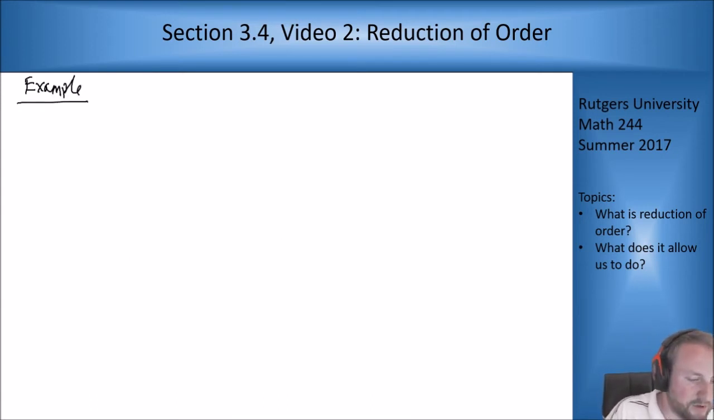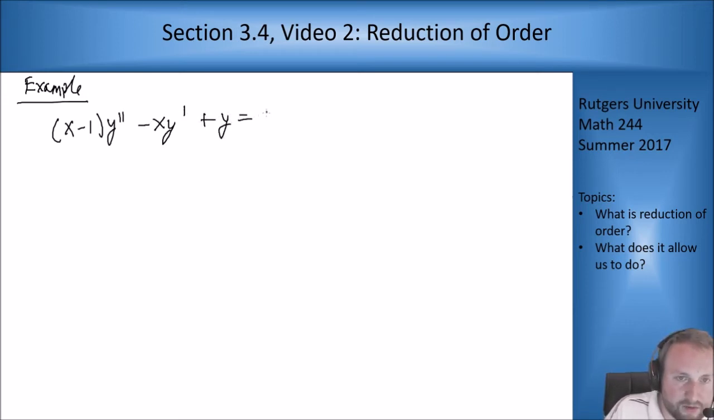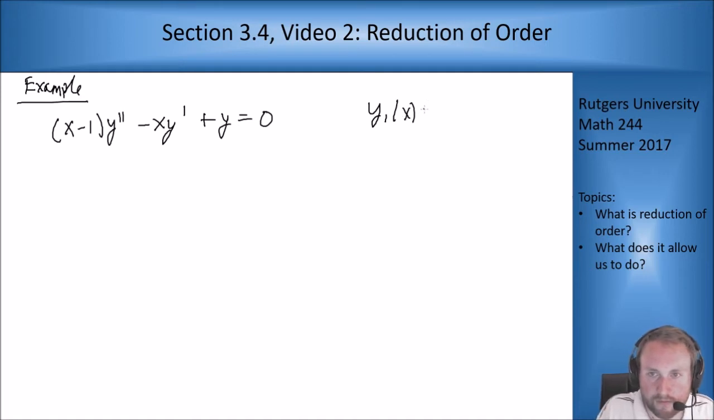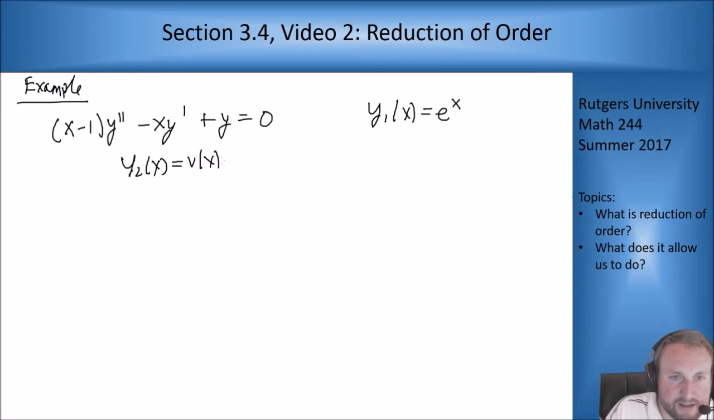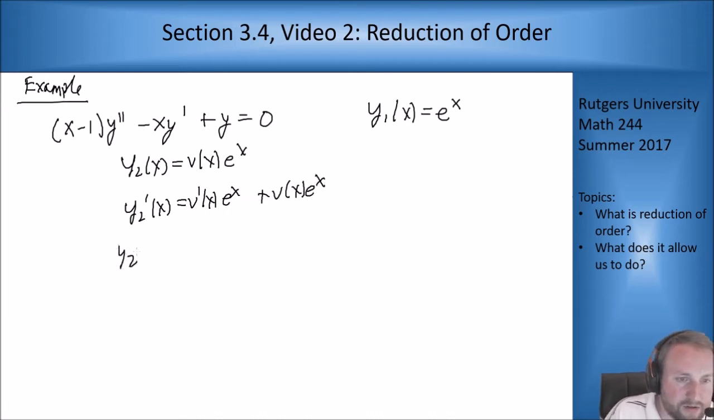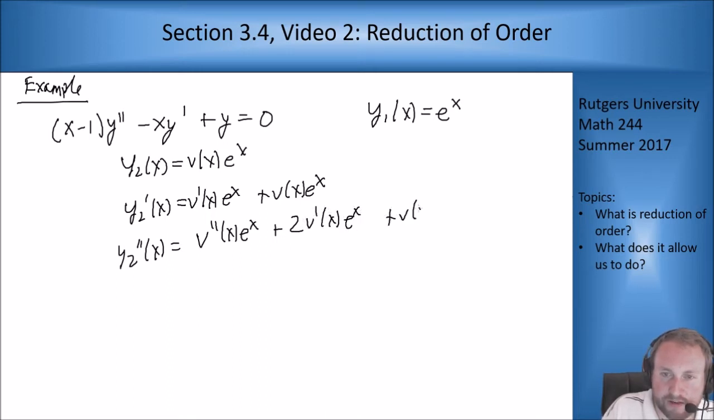The problem I'm going to look at is this one. I have x minus 1 times y double prime minus x y prime plus y equals 0, and I know one solution is e to the x. I want to find a second solution. So my y2 of x is going to be v of x times e to the x. y2 prime is going to be v prime of x e to the x plus v of x e to the x. y2 double prime is going to be v double prime of x e to the x plus 2v prime of x e to the x plus v of x e to the x.